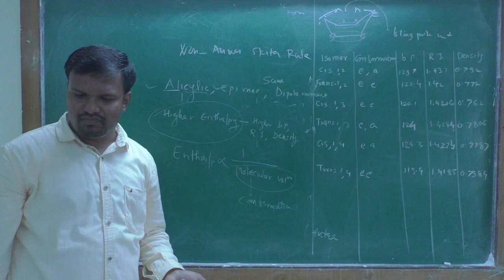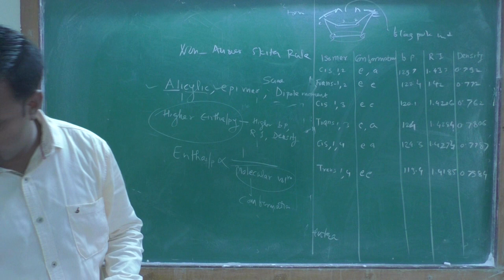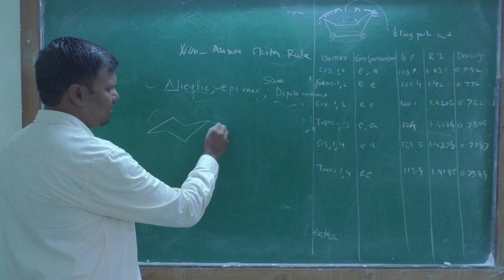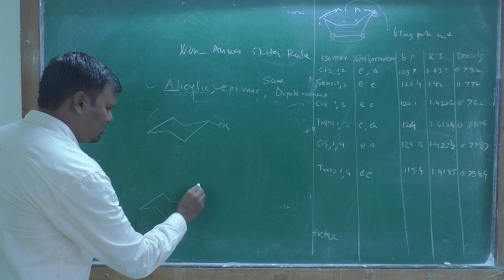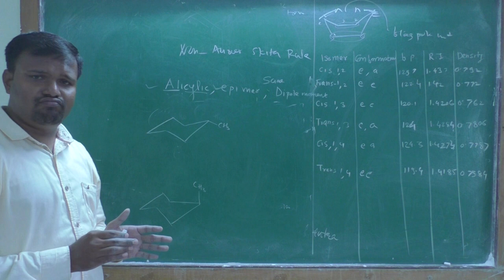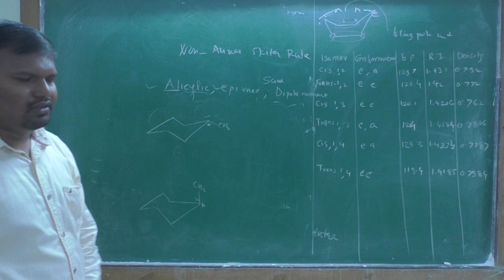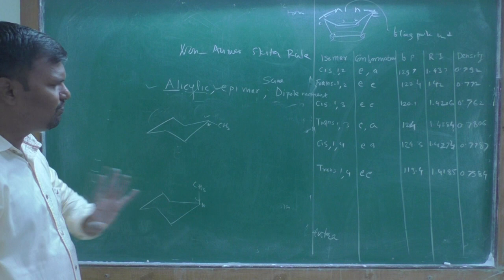Suppose we have two compounds. This is the first compound, and the second is the one with CH3. Both have only one chiral center, and both have different configurations. One is equatorial and one is axial. Both are epimers of each other.